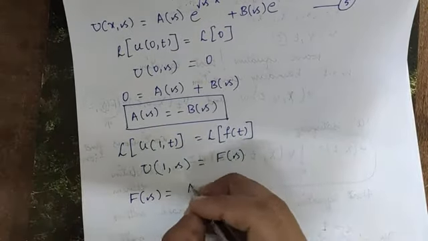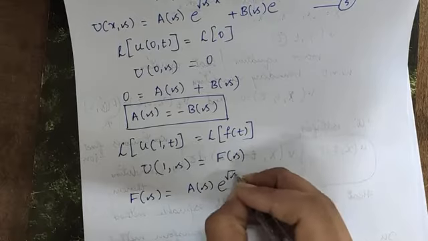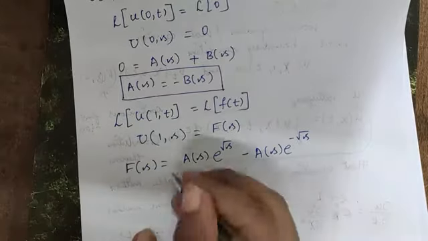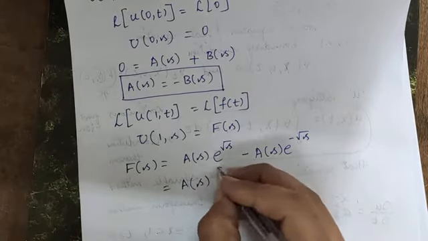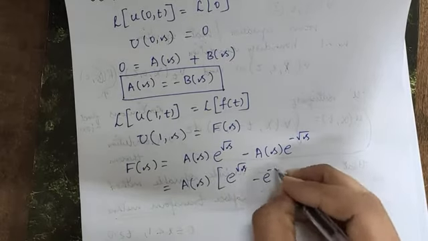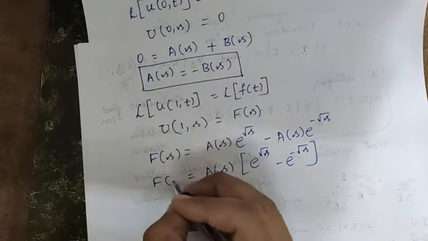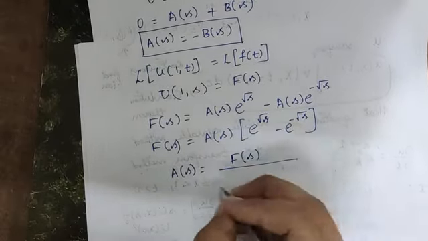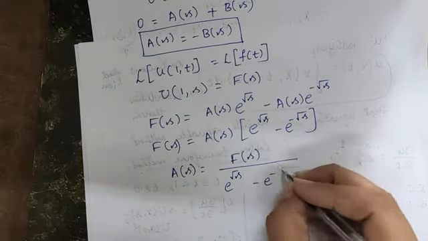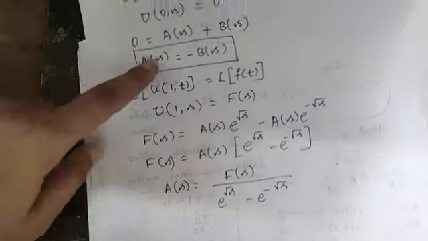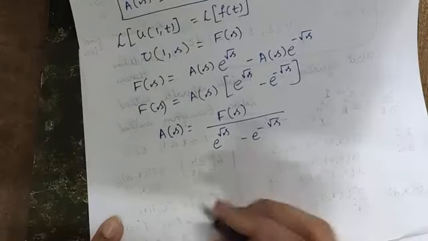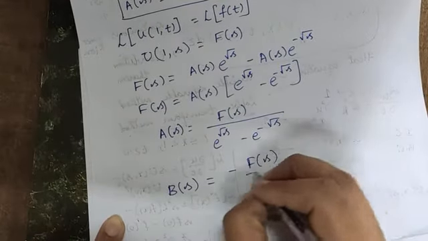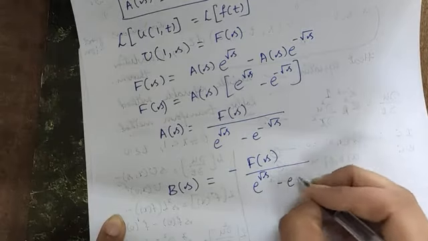So I can write A(s) e^(root s) minus A(s) e^(minus root s). A(s) is common, so e^(root s) minus e^(minus root s) times A(s) is equal to F(s). So what will I get? A(s) is equal to F(s) divided by e^(root s) minus e^(minus root s). Since A(s) is equal to minus B(s), I will get B(s) as minus F(s) divided by e^(root s) minus e^(minus root s).